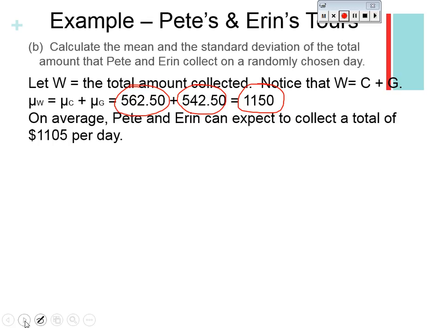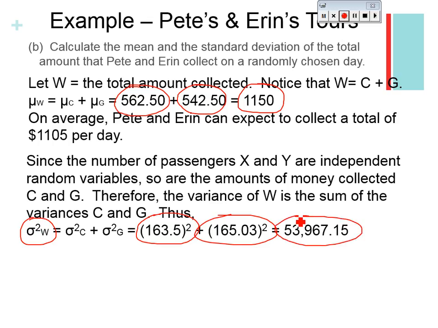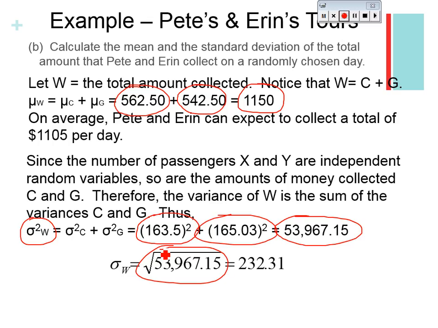So the standard deviation, assuming that Pete and Erin's tours are independent of each other, what we would want to do here is we would want to say that the standard deviation squared plus the standard deviation squared would equal the combined standard deviation squared. So this is what you get when you square the standard deviations and add them together. To find what the standard deviation is, I would need to take the square root of that value, which would be $232.31. So that would be what the combined standard deviation would be for the amount of money that they collect together.